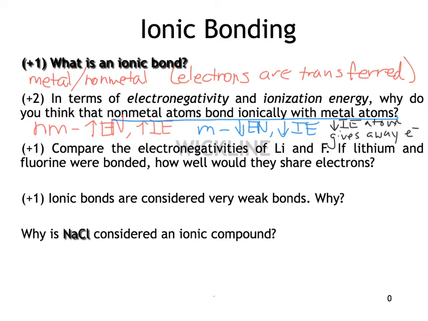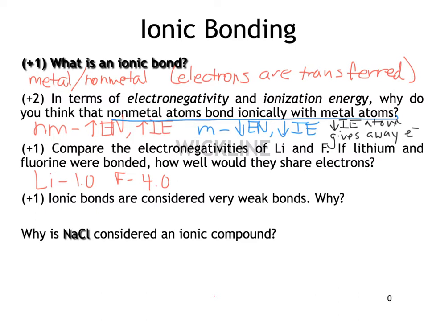I just said that the low ionization energy atom gives away electrons. All right, let's compare the electronegativities of lithium and fluorine. I just looked it up on my periodic table. Lithium has a value of 1 for its electronegativity, which is pretty low, and fluorine has a value of 4 for its electronegativity, which is the absolute highest of all elements.